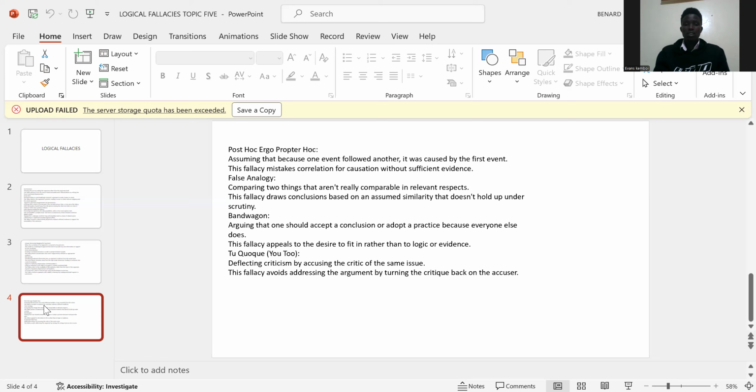Tu quoque, that also means you too. This one is deflecting criticism by accusing the critic of the same issue. This fallacy avoids addressing the argument by turning a critic back into the accuser.